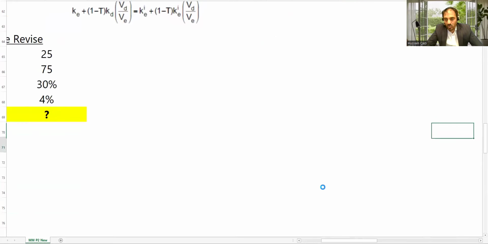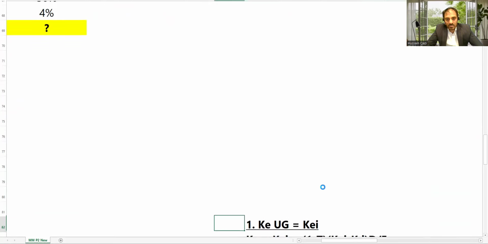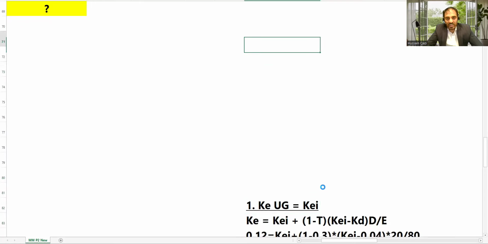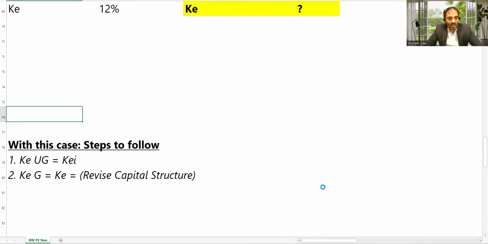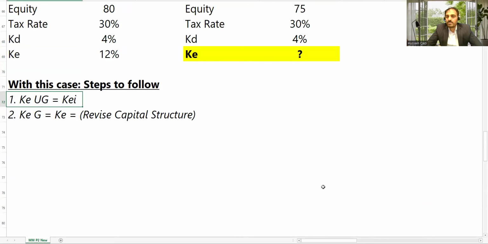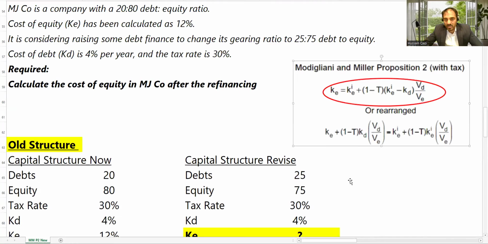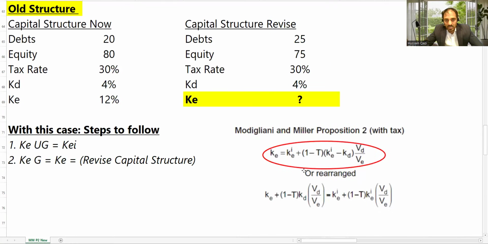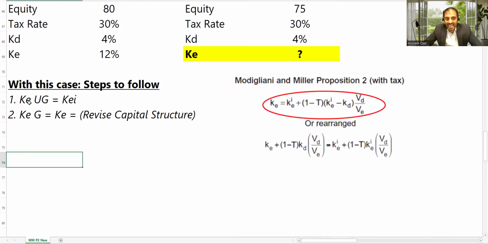So we will do the working with these steps. Sir, what are these steps? First we will calculate K ungeared. Then we will calculate the K geared with the revised structure. With this method, now come on.